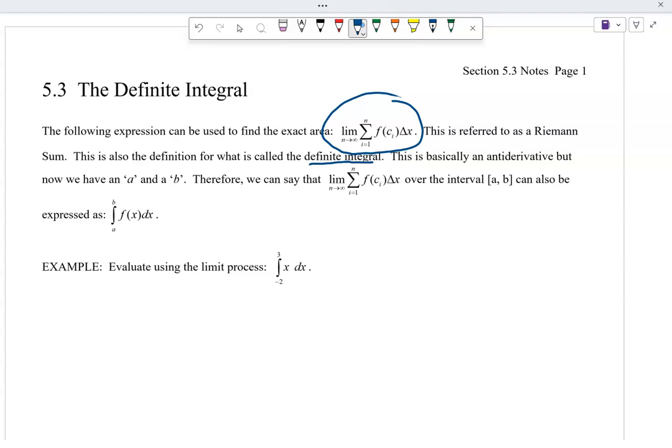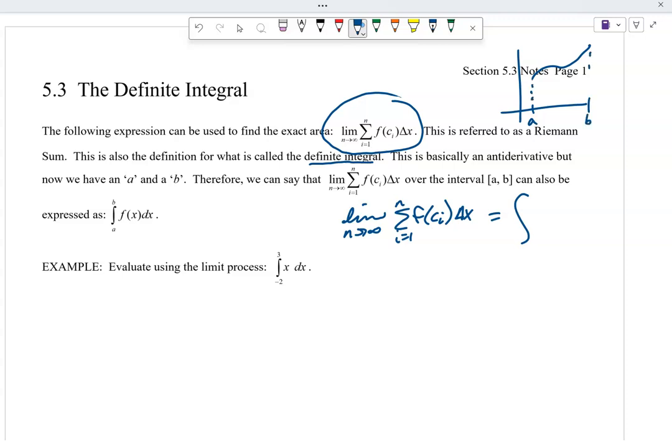So the limit as n goes to infinity of the summation of f of ci, which is our height of the rectangle, times delta x, the width of the rectangle, is equal to, and let me draw that, the area from A to B under a curve, which would be the integral from A to B of f of x dx. Okay.